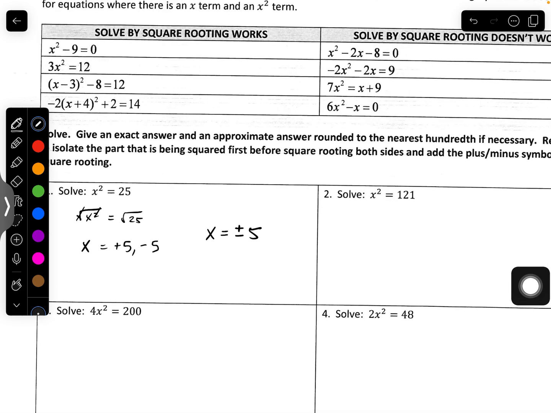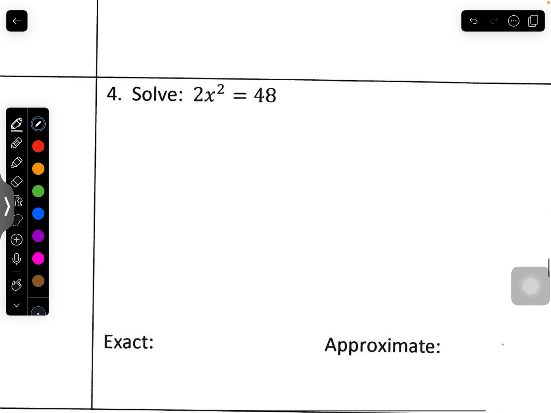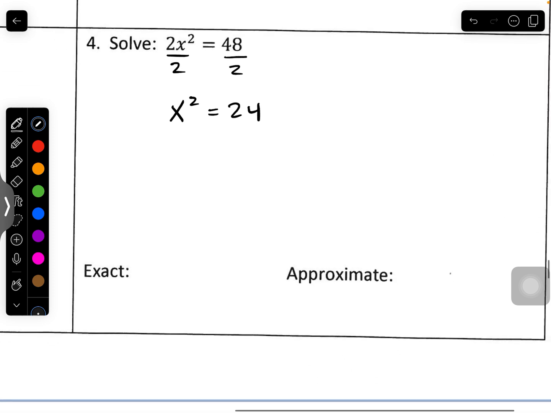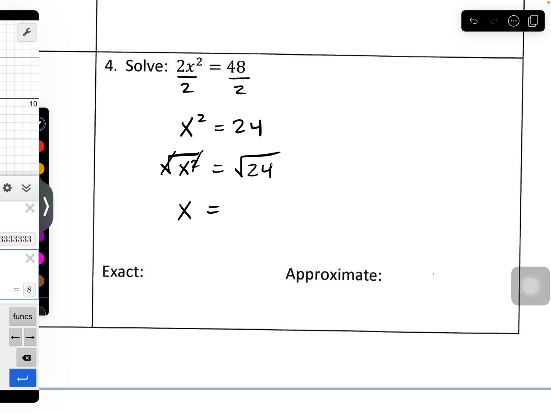So for something like number 4, where we're not going to get a perfect square, what we'll do first is divide by 2 on both sides. So x squared equals 24. We're going to do what's called the exact solution and then the approximate solution. So we're still going to take the square root of both sides. Squares and square roots undo each other, and x is equal to, and then I'll go to Desmos to check, my square root of 24.